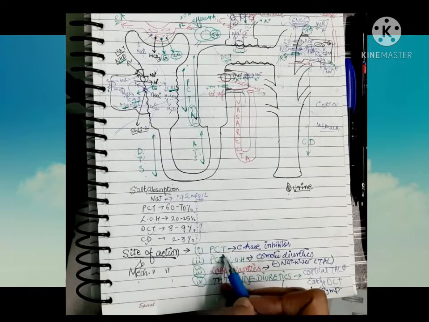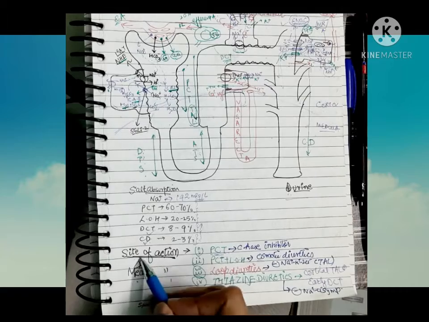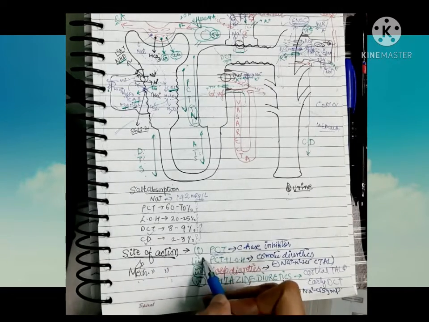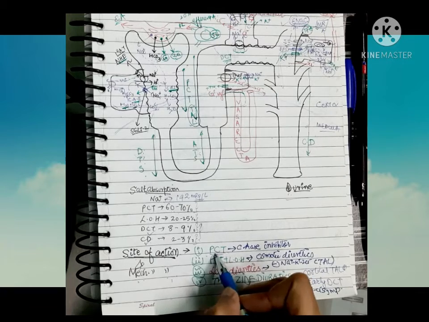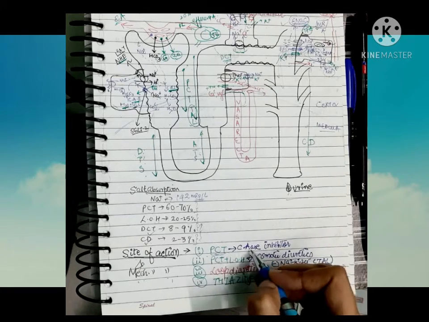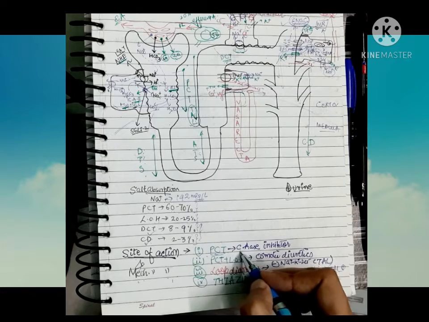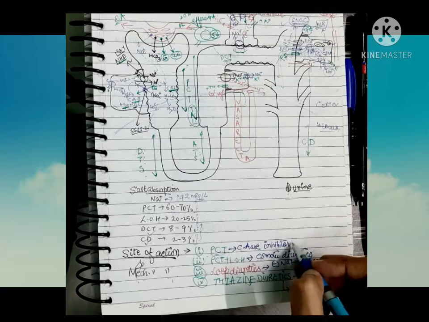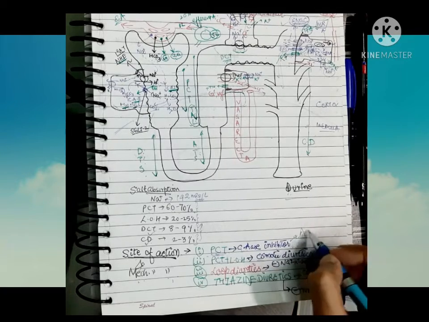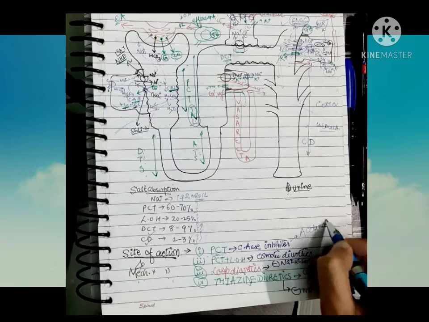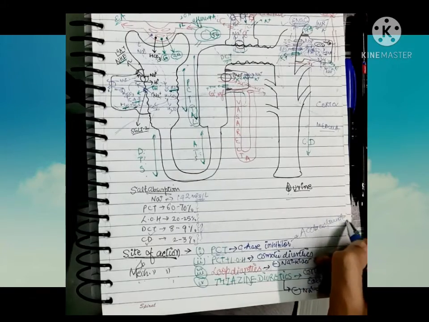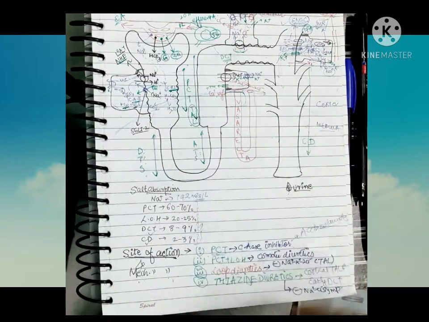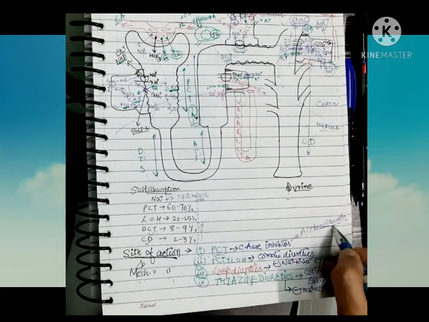First there will be the PCT, which means the site of action of diuretics and the mechanism of action of diuretics. So the first site of action of diuretics will be the PCT. At the level of the PCT, the class of diuretic drugs is the carbonic anhydrase inhibitors. One name you can write is acetazolamide. There are many: acetazolamide, brinzolamide, dorzolamide. These are amide or sulfonamide derivatives, okay.